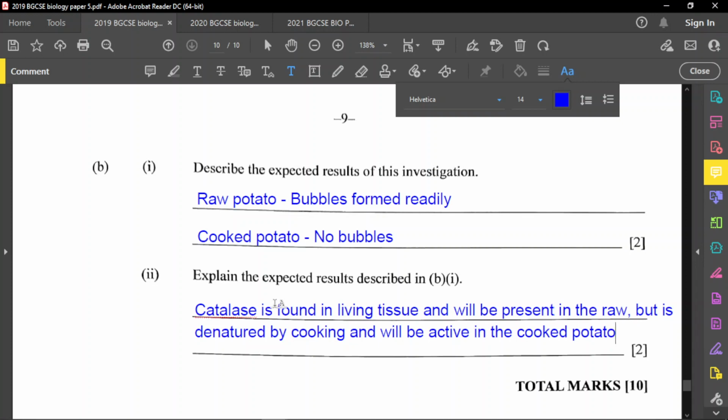Hence, no bubbles form in the cooked potato. So hence, no bubbles will be formed in the cooked potato. So see, easy 1, 2, 3. Finish, finish, finish. That's your practical paper.